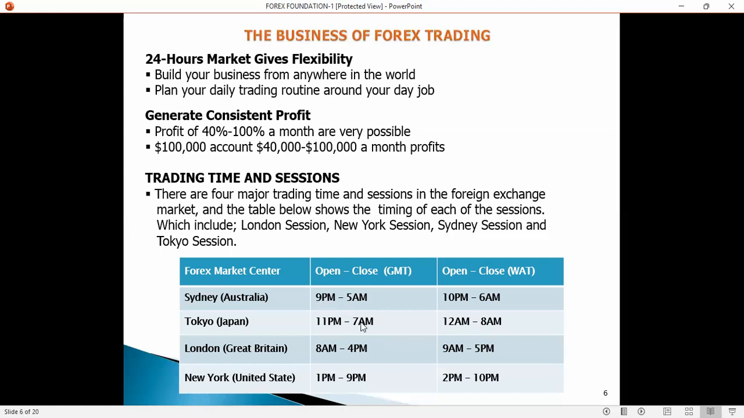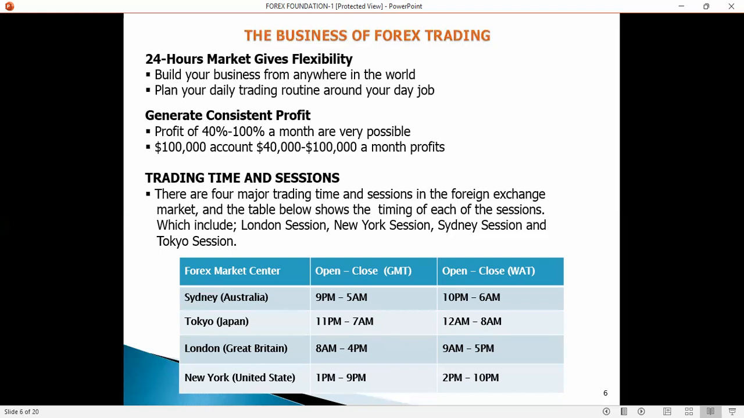All right. Right after that, by 8 a.m., which is the London time, that is when you find the euro and the Great Britain pound being active. So between 8 a.m. and 4 p.m. GMT, that is when the London market opens.